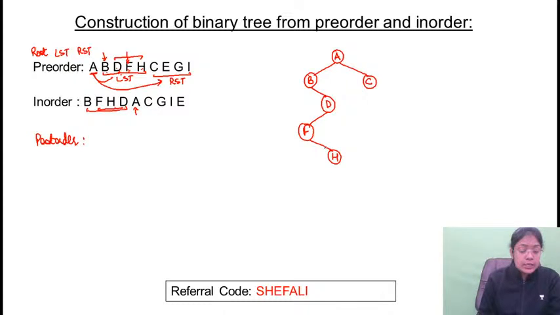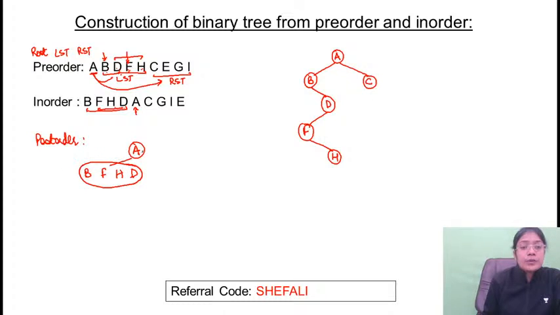FHD should be there instead of D. Yes, okay. Let me write this properly. So if A is the root node, BFHD will be on the left, CGIE will be on the right. Among these elements, B is coming next. So B will be the next root. FHD will be on the right because these are present on the right side of B.